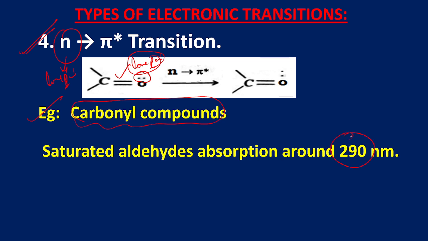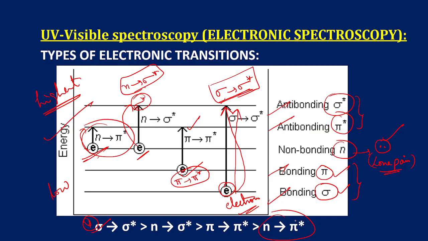A wavelength of 290 nanometers is absorbed by aldehydes, that means CHO. 290 means it is very high, so the energy level is very low. That's why the order looks like this: n to pi star, n to sigma star, pi to pi star, and the highest energy level is sigma to sigma star.